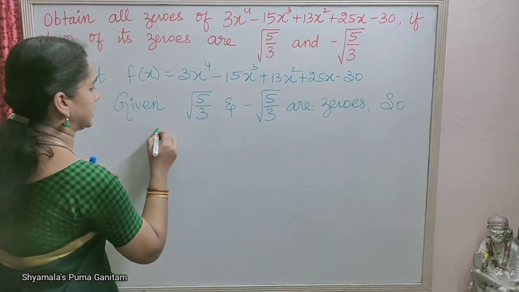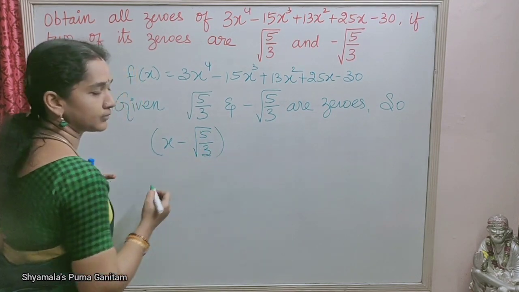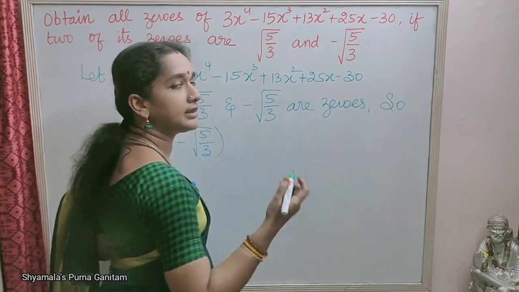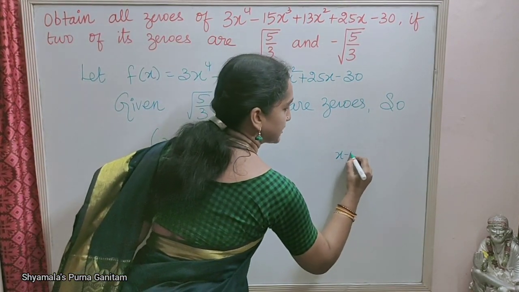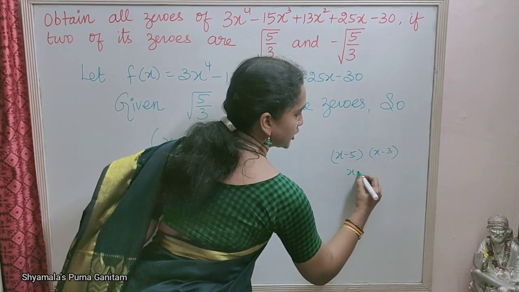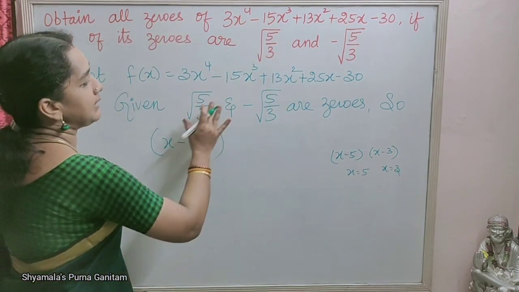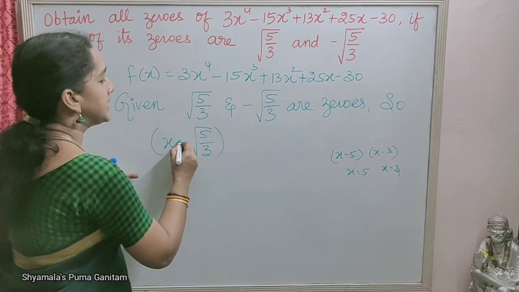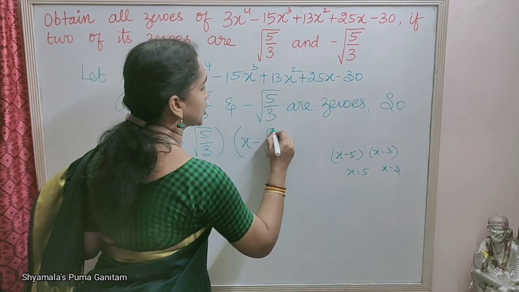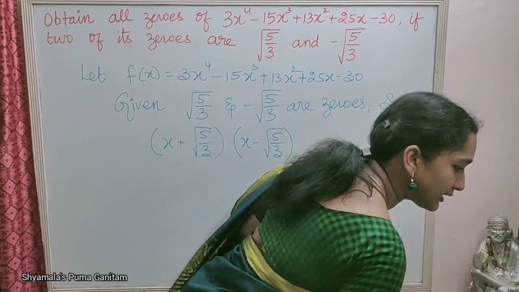So, we can write this as x minus root 5 by 3. How will you write the factors? If you are told that 5 and 3 are the zeros, you write x minus 5 and x minus 3, so you get x equal to 5 and x equal to 3. In the same way here, one is x plus root 5 by 3 and the other one is x minus root 5 by 3. These two are the factors.